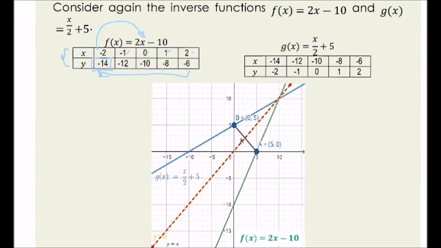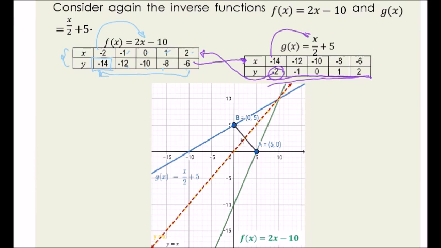Now for g of x, what we did is, the range that we have here on f of x, we had it this time as the domain of g of x. And if we're going to have that as the domain of g of x, let's substitute negative 14. Negative 14 divided by 2 is negative 7 plus 5, you get negative 2. And this is the domain of f of x.